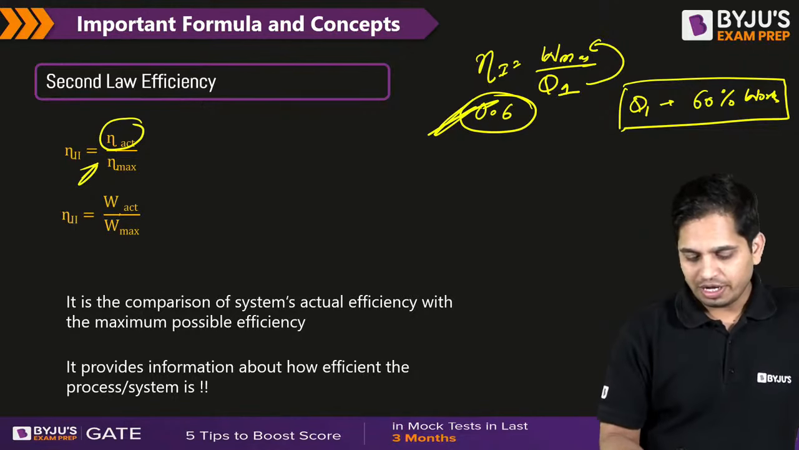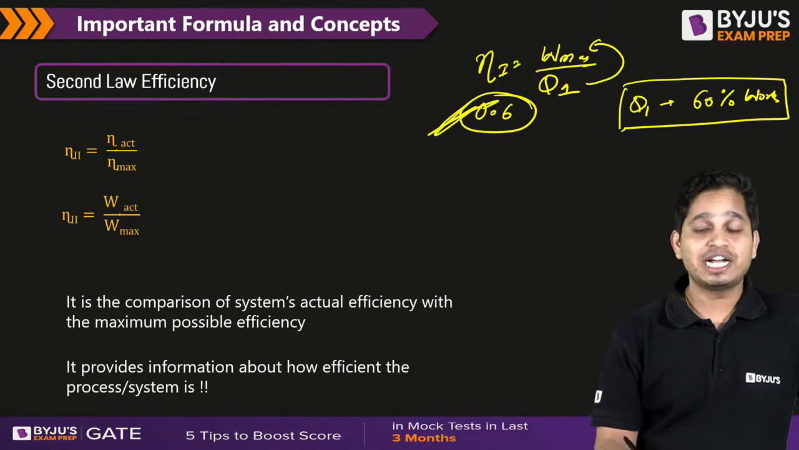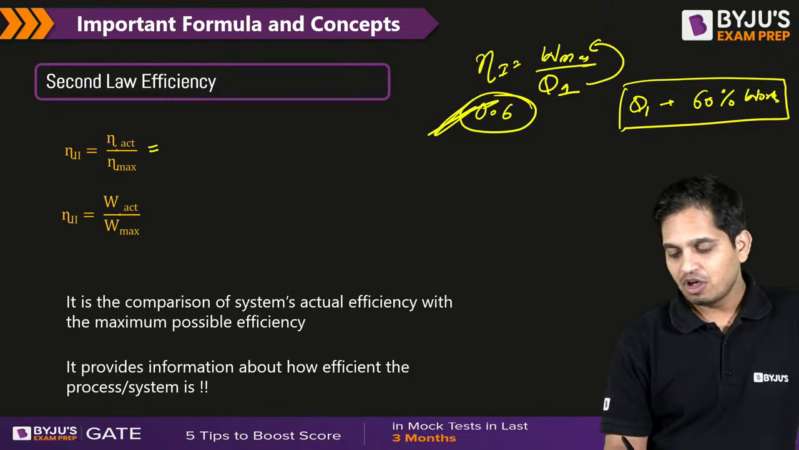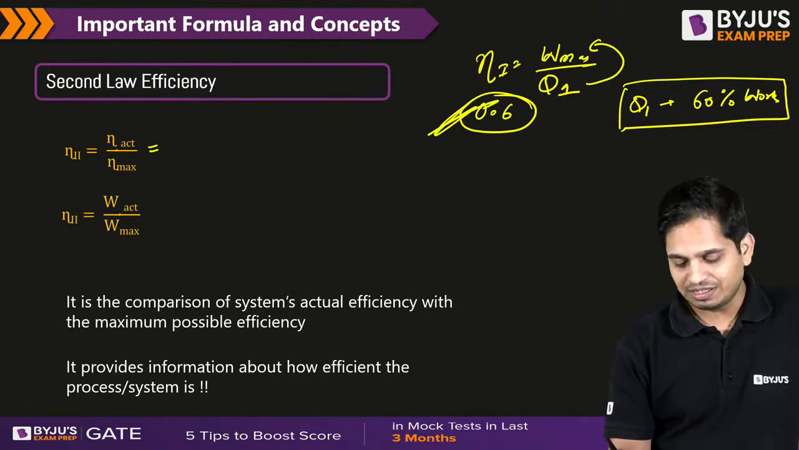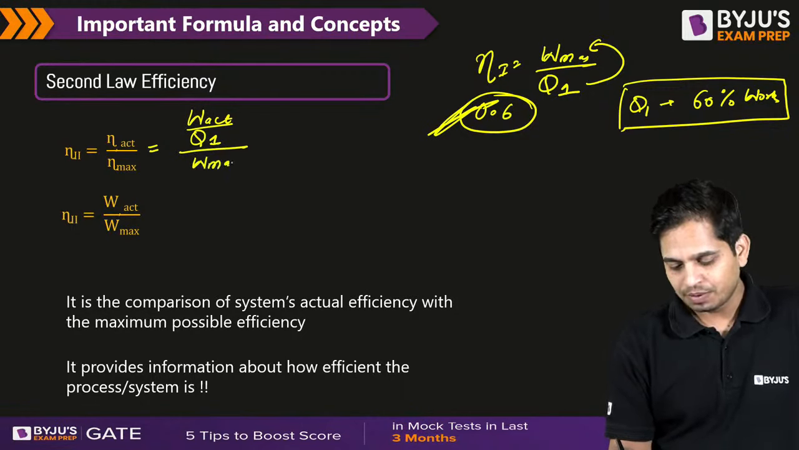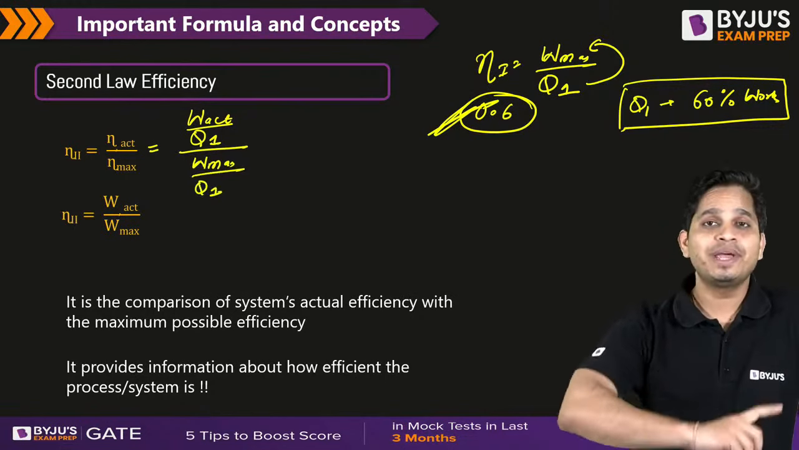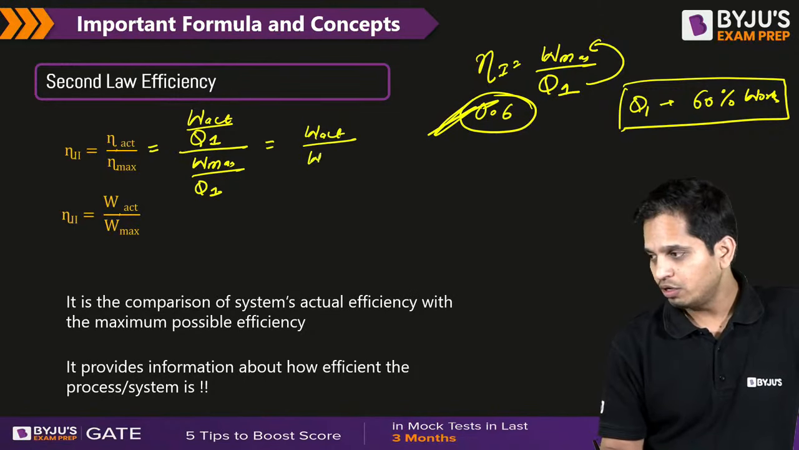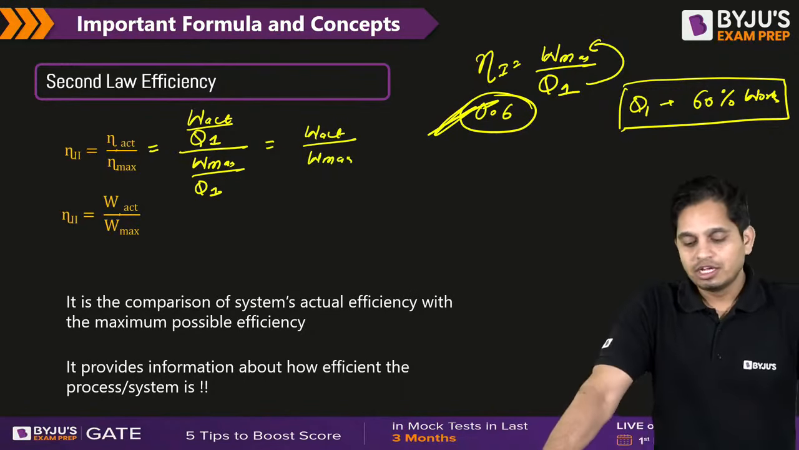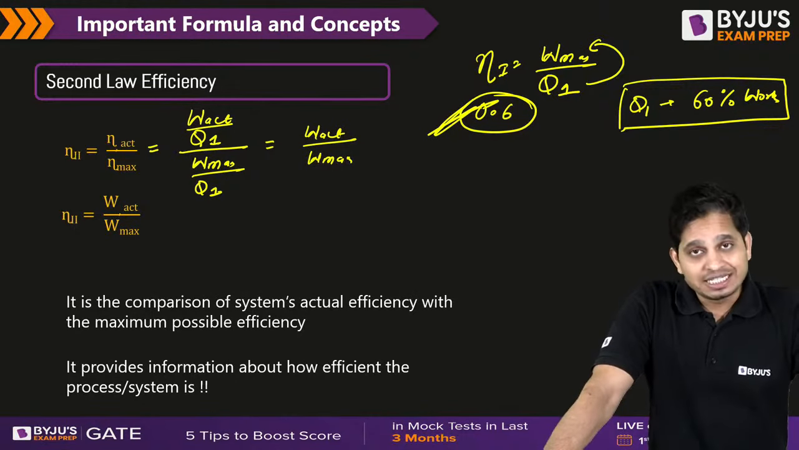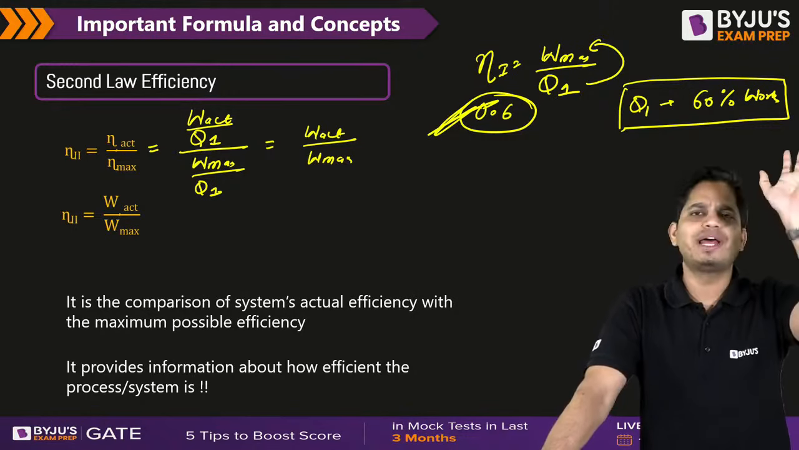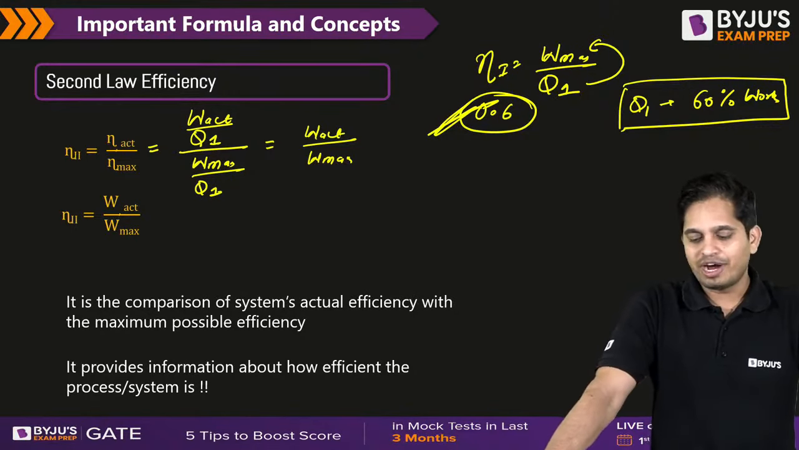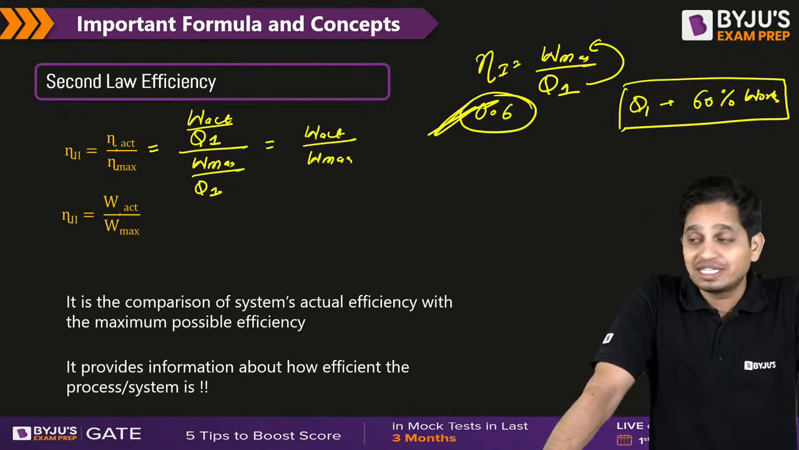So it is efficiency actual upon efficiency maximum. Efficiency actual is W actual upon Q1, and this is W maximum upon Q1. For the same heat transfer, I can write W actual upon W maximum. So it compares your system's efficiency with the maximum possible, ideal efficiency. It provides information about how efficient your process is.